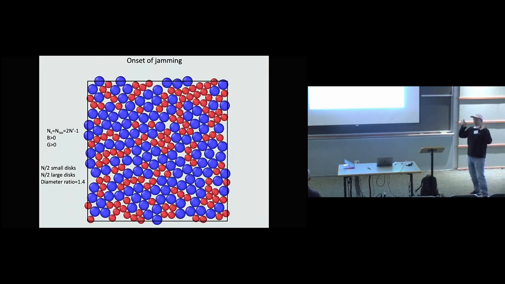And so this is sort of what happens initially when you jam. But then what I'm interested in is what happens to the strength of the system as I compress it. And I want to study the strength of the system as a function of pressure.